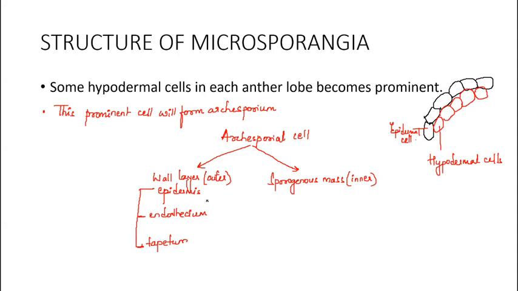Here we know that the archesporial cell will divide in a plane parallel to the outer wall of the anther lobe, and it forms what? It forms a parietal layer. This parietal layer will form the wall of the anther, and it will form the sporogenous layer towards the inner side. Now we need to know about the different wall layers of the anther.